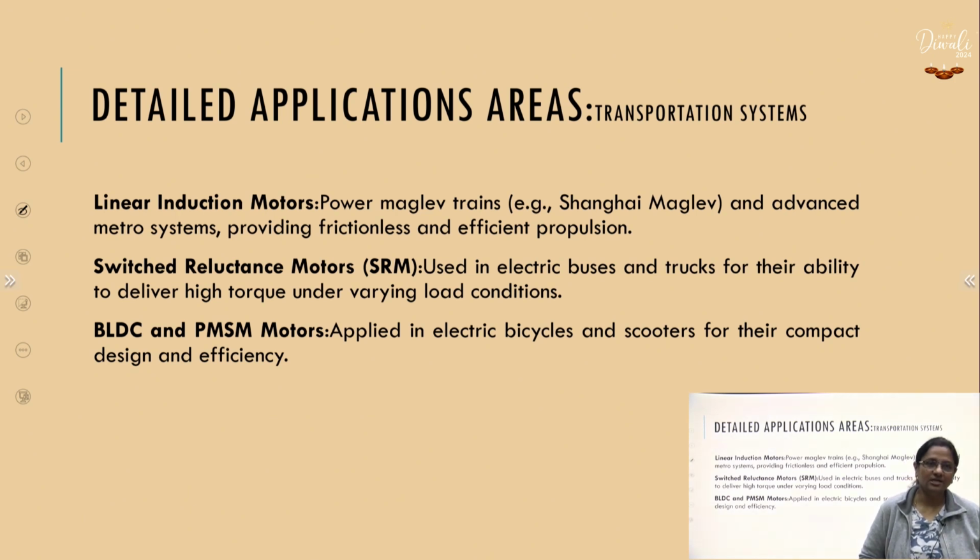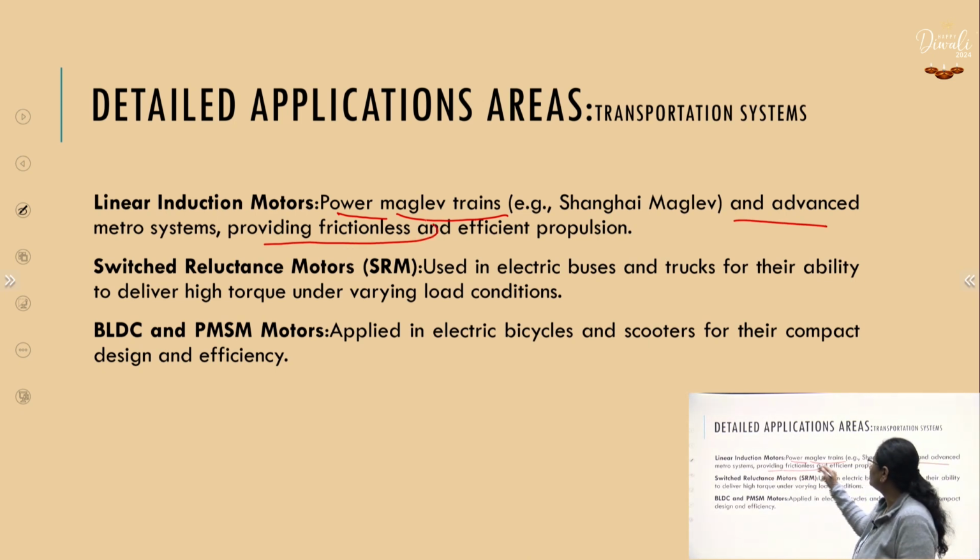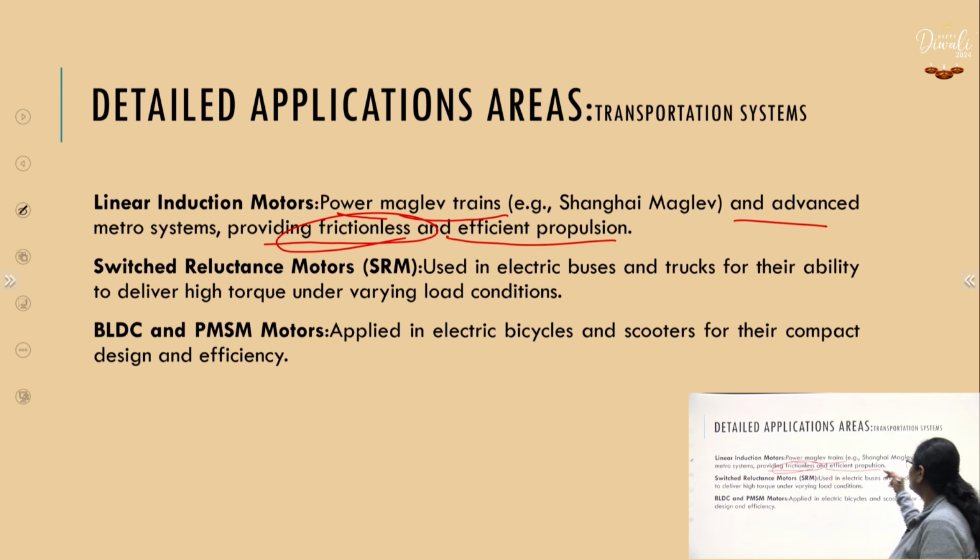Another one is transportation systems. In transportation systems, linear induction motors are there, SRMs are there, BLDC and PMSM motors are also there. The linear induction motors power maglev trains and the advanced metro system, providing frictionless and efficient propulsion. They are based upon the principle of magnetic levitation and they employ the linear induction motors.